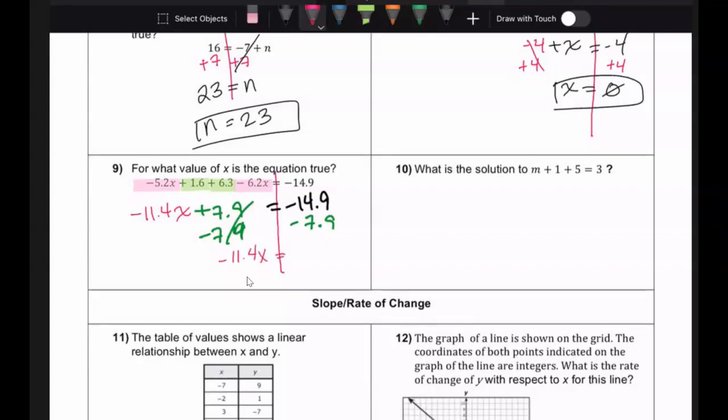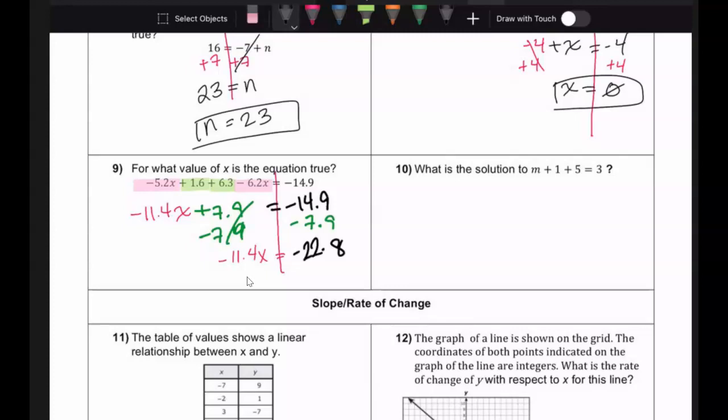You can use your calculator for this. You don't have to do it in your head, so if you think it's difficult to do in your head, use a calculator. Oops, wrong color. And you get negative 22.8.